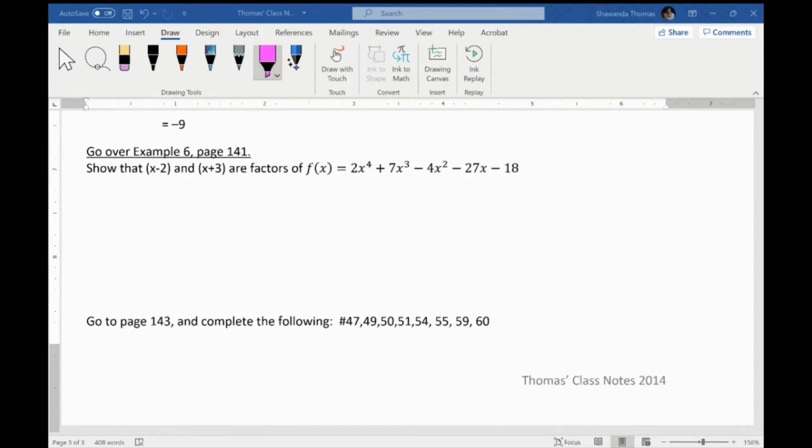So what we're going to do is, let's break down this problem by using synthetic division. So let's first look at the first factor, x minus 2. What is k? If we're going to use synthetic division to break this down, what is k? 2. All right, very good. K is 2. All right, tell me the coefficients and constants we need to write down now. 2, 7, negative 4, negative 27, negative 18. Nice.